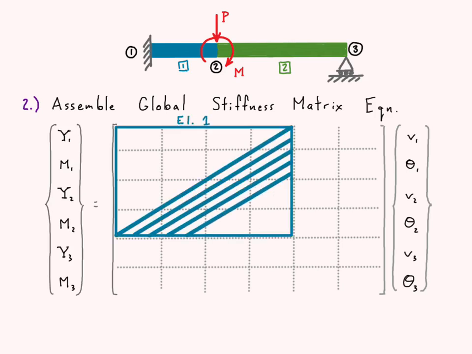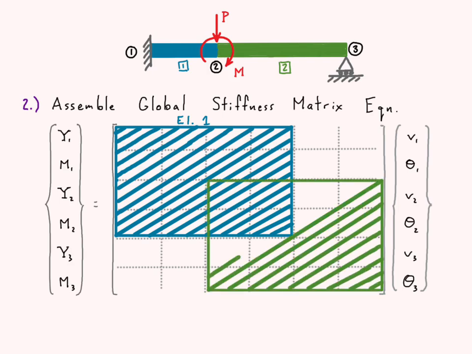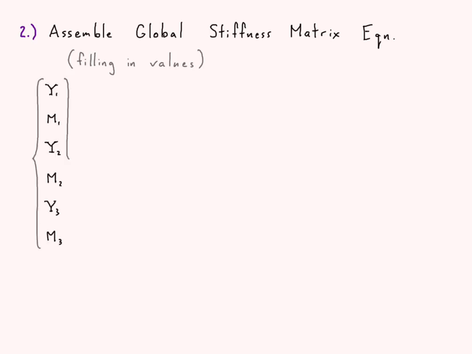First thing we do is plug in all the values for element 1. I've used lines on this page; we'll get to the actual values on the next page. And we plug in all the values for element 2. There's some overlap here in the center, where we just add the values for element 1 and element 2 that happen to align in the same cells of that global stiffness matrix equation. And then once again, for people that like values, here are the values for our global stiffness matrix equation.